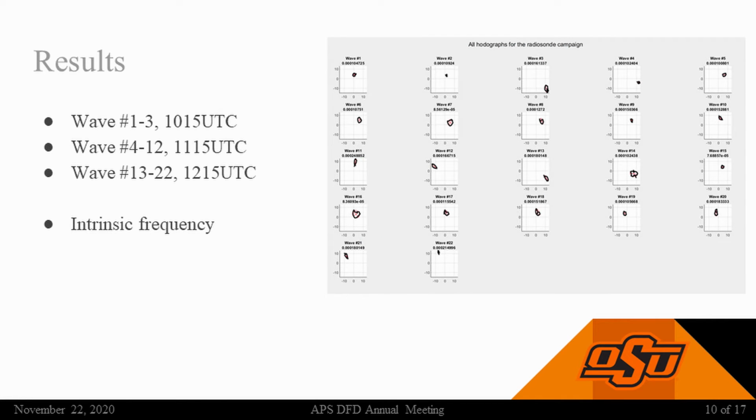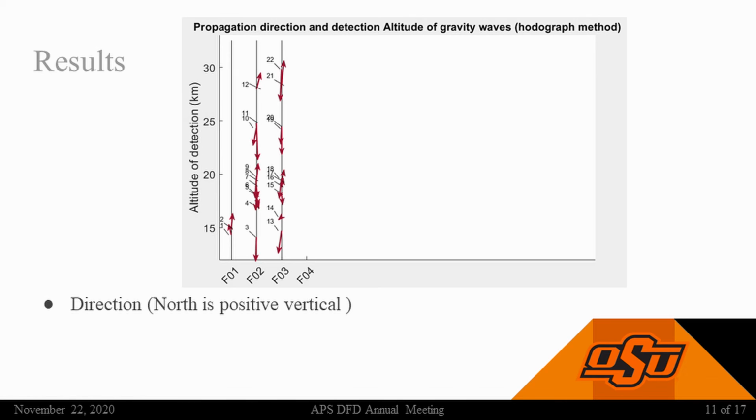From this sunrise launch, the gravity waves were plotted showing the intrinsic frequency. You may notice that further into the morning, more gravity waves were detected and were able to be plotted to compare. This plots the gravity waves a little bit differently, showing that at each detection, which direction the wind was propagating in order to show where the gravity wave was being taken.